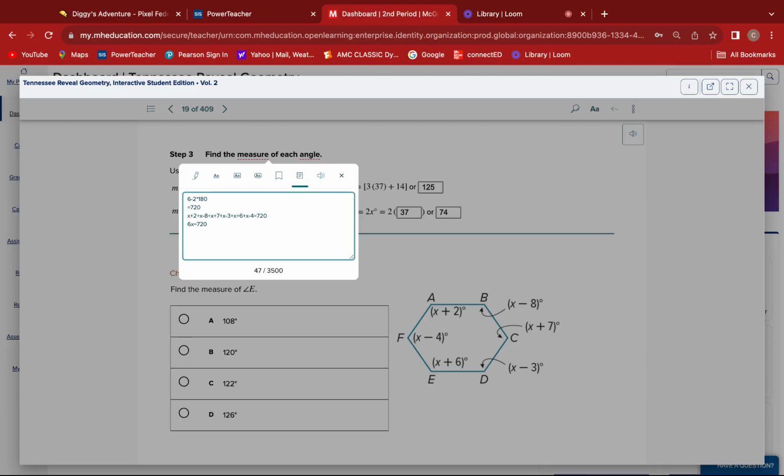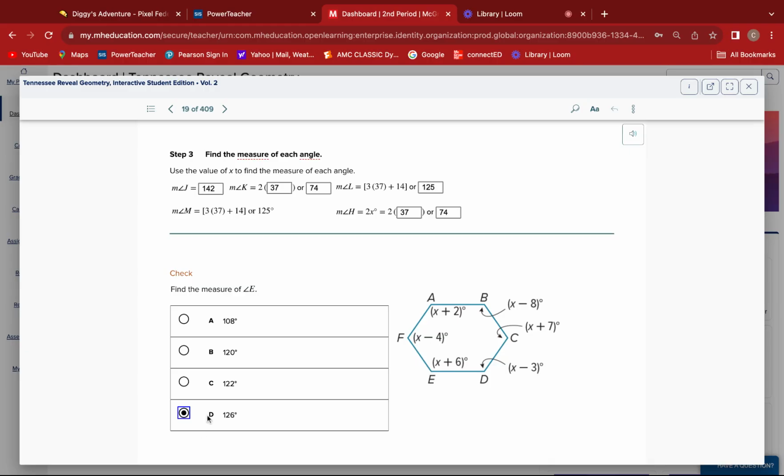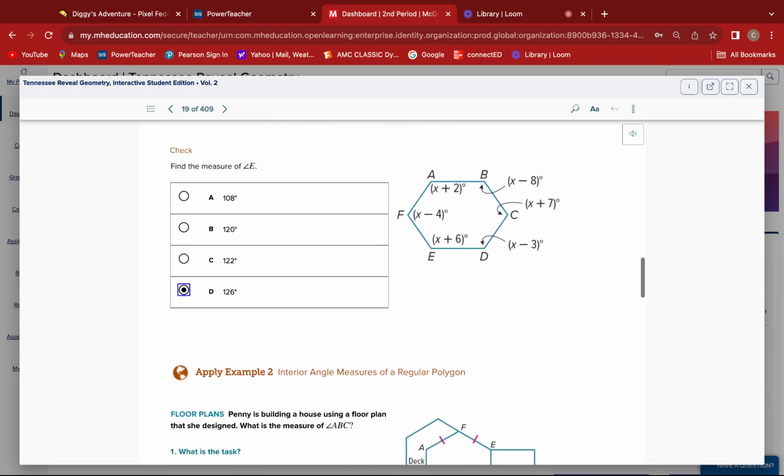So we're going to take 720 and divide by 6. So it looks like every x is going to be 120. All right, now let's see, they want the measure of angle E. So angle E is right here. So I got to take 120 and substitute in for x. We are going to add the 6, and that's going to equal 126 degrees. So it looks like the answer is D, 126 degrees.